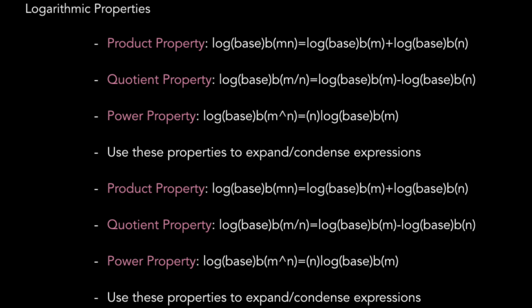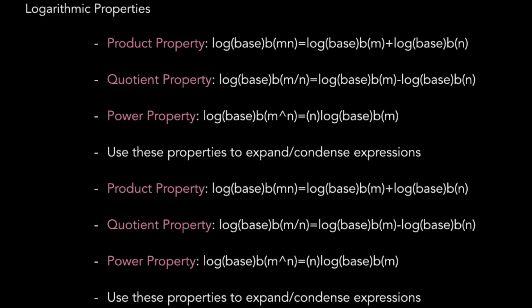The product property states that log base b of mn equals log base b of m plus log base b of n. The quotient property states that log base b of m over n equals log base b of m minus log base b of n. The power property states that log base b of m to the nth power equals n times log base b of m. Use these properties to expand or condense expressions.